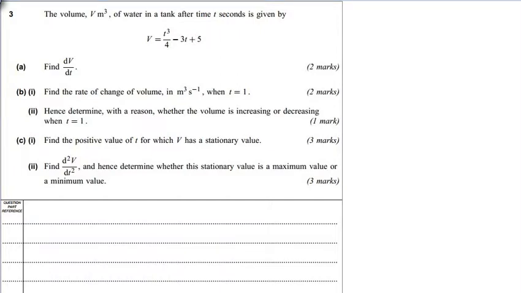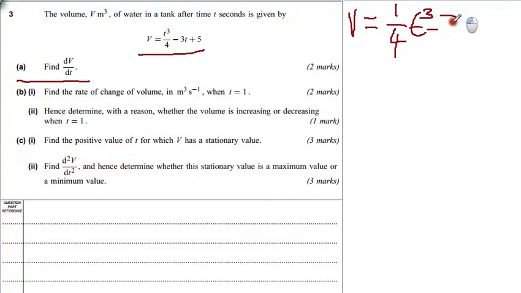So, question 3, classic differentiation question. The first part is an easy one. You'll see this in almost all the differentiation questions that you come across. The first thing I would do with this question, you don't have to do this, is change it slightly so that you get v equals 1/4 of t cubed minus 3t plus 5.